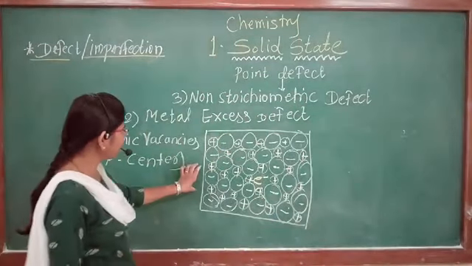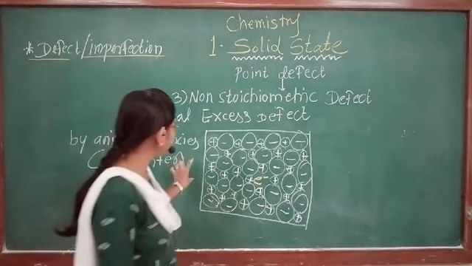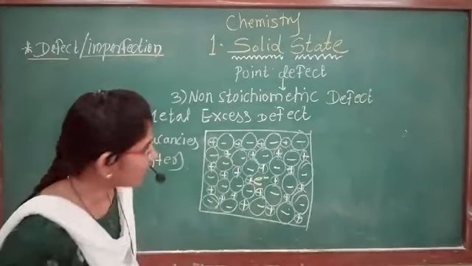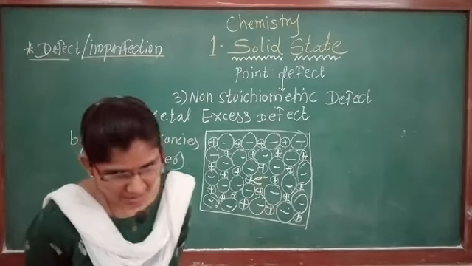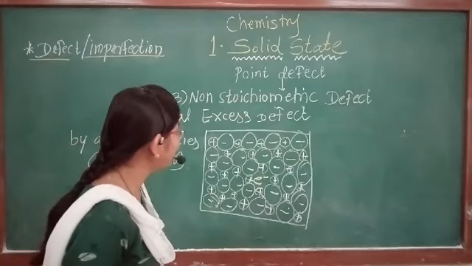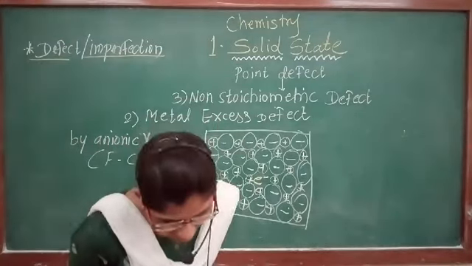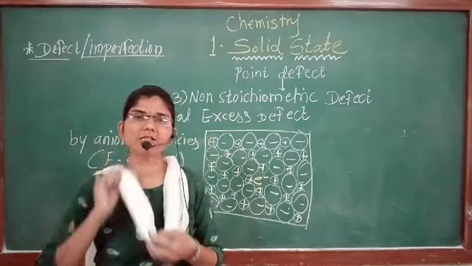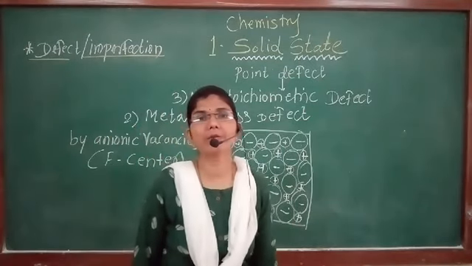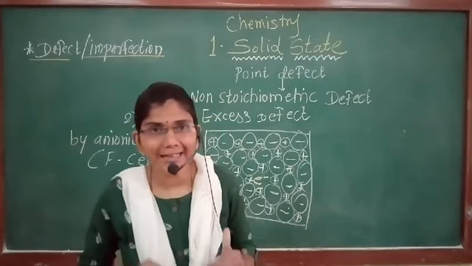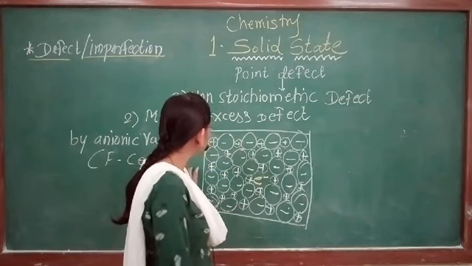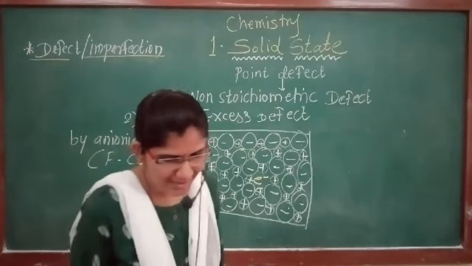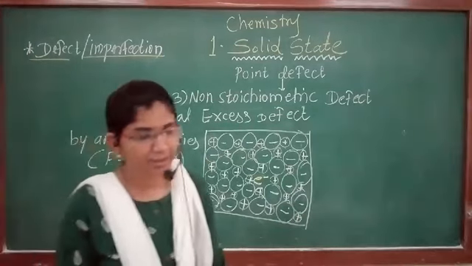Consider this NaCl crystal. When this NaCl crystal is heated in the presence of sodium vapor, the sodium atoms are deposited on the crystal structure, on the surface of the crystal, and therefore the Cl minus ions diffuse to the crystal surface containing vacancies.